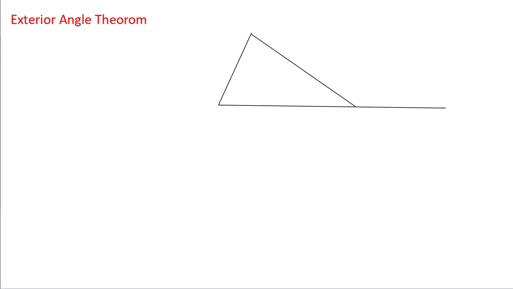Okay everyone, so let's have a look at the exterior angle theorem. Let's say this is triangle ABC. This angle is angle A, this angle is angle B, this angle is angle C, and let's say this angle is angle D. So now we can say that angle A plus angle B plus angle C is equal to 180 degrees.